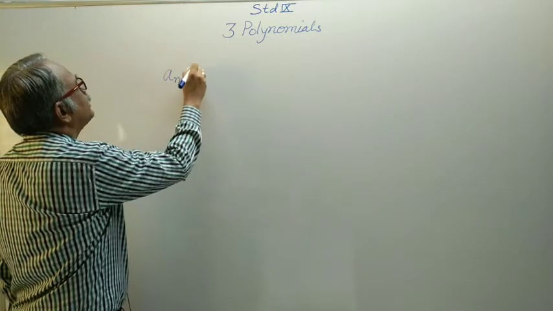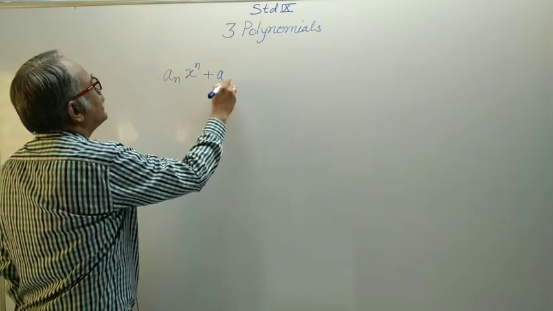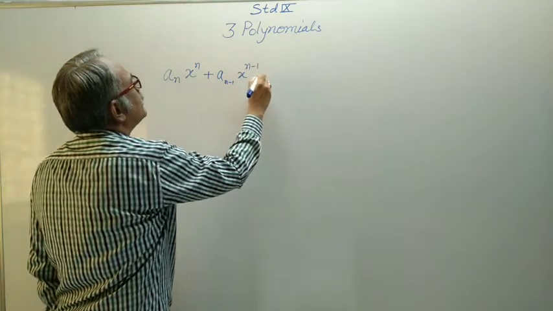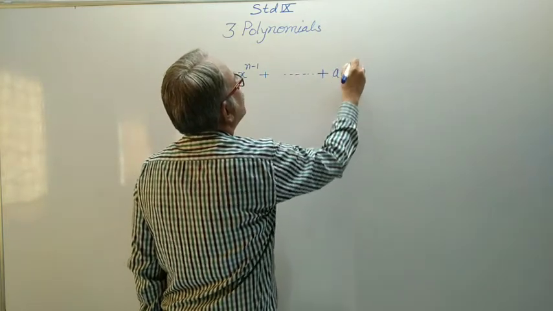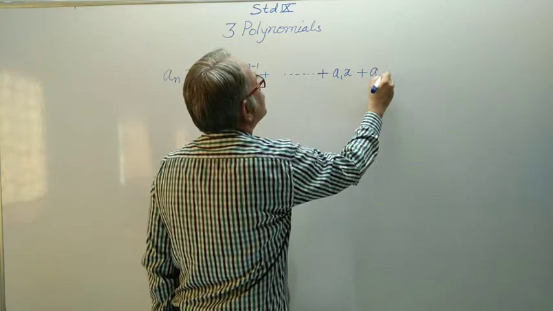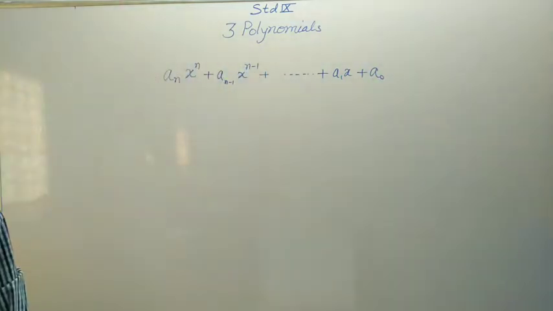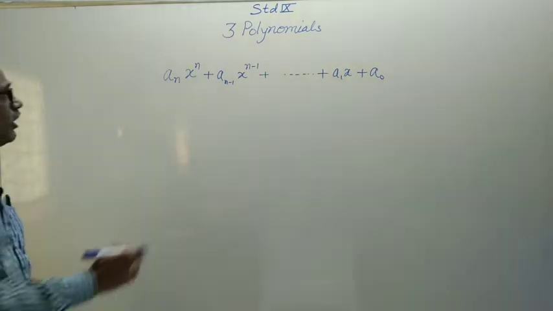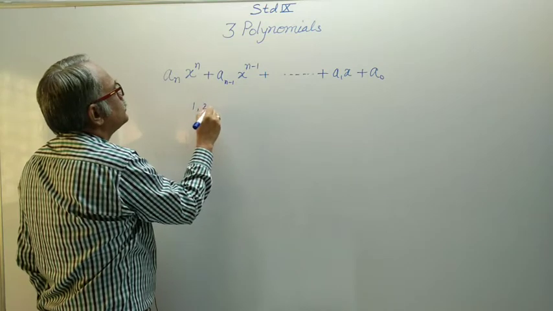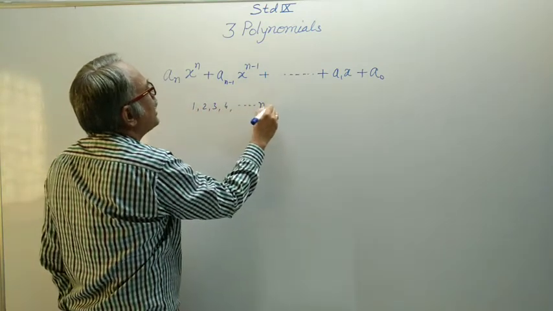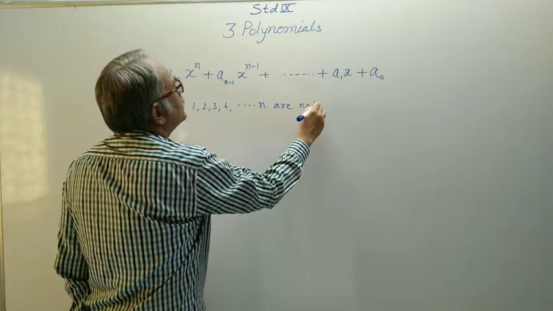an x raised to n plus a n minus 1 x raised to n minus 1 and so on, a1 x raised to 1, that means x, plus the last constant term a0. a0 is constant, a1x, a2x square, a3x cube, like that an x raised to n, where all these indices are natural numbers 1, 2, 3, 4. These indices up to n are natural numbers.